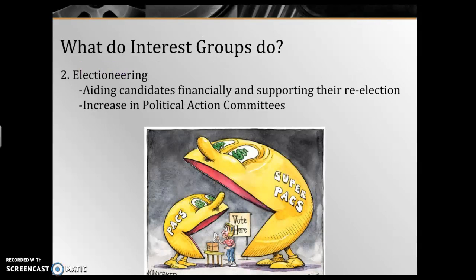The second big thing that they do is they electioneer. And by electioneering, what we mean is they aid candidates and support their reelection bids. They encourage people to vote. They run ads. They donate money. And all those things we call electioneering. That's one of those fancy words that we see in government that you probably won't ever use anywhere else, but you do have to look out for it in multiple choice questions, especially when you're talking about interest groups. One of the four big things that they do is electioneer. They aid candidates and help incumbents get reelected.